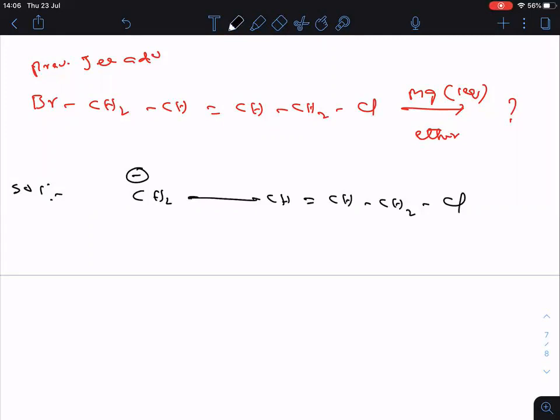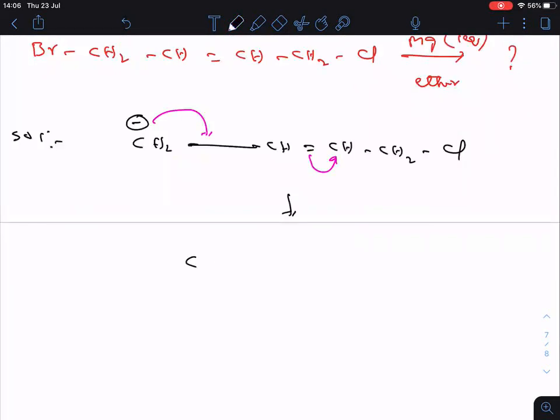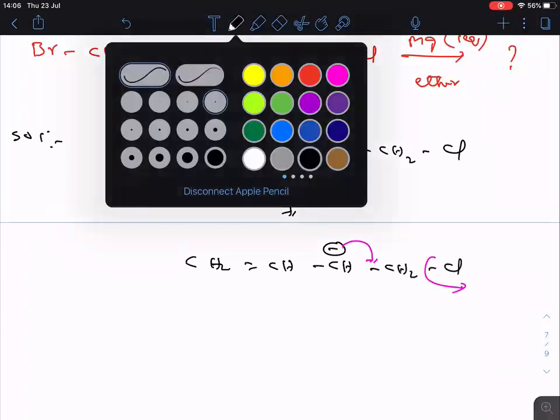Followed, everyone. Now what happened? See clearly, when the negative charge comes here, then the pi bond has to go to the next carbon. Then here what happened? CH2 double bonded CH, then this carbon will get the negative charge, CH minus, then after here CH2 Cl. Clear? Then finally what happened here? When the negative charge comes here, then the chlorine has to depart out.